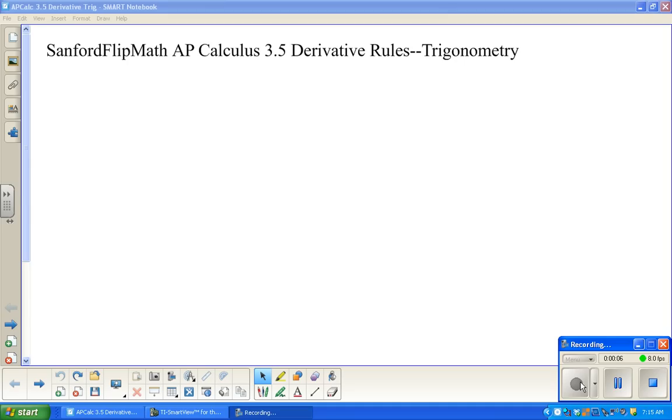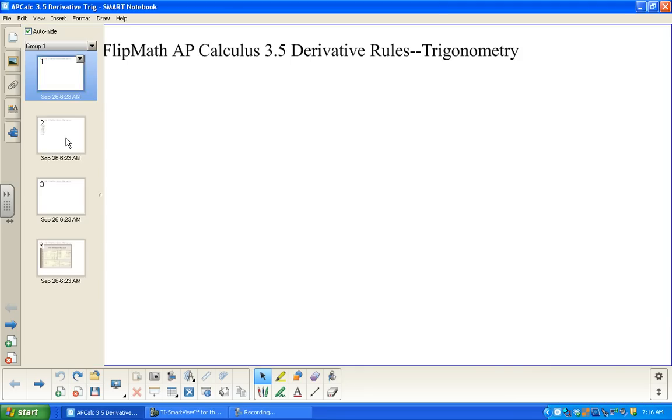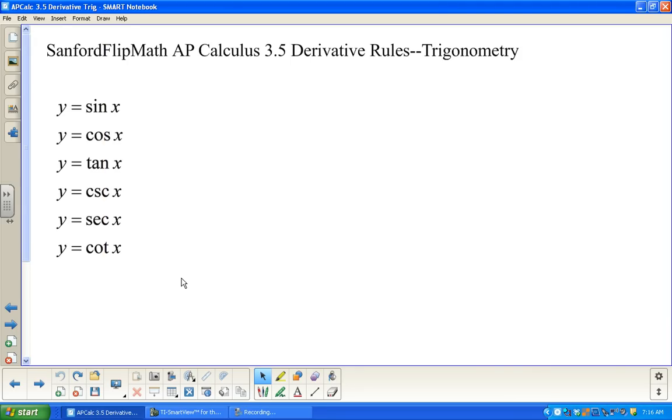We are working through the derivatives chapter, and specifically from the Calculus Finney, Demana, Kennedy book. The same stuff from pretty much any calc book. We are working in section 3.5, which is the derivative rules section. So just so you're aware, we're going to be looking for ways to find y prime for these functions: sine, cosine, tangent, cosecant, secant, cotangent, so the trig functions.